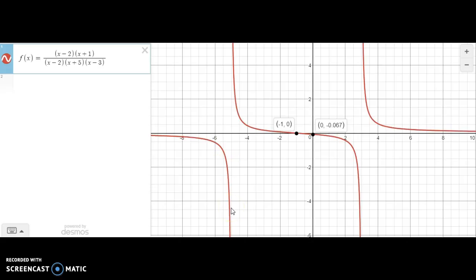And the other vertical asymptote is x equals 3, and here it goes towards 3 but doesn't actually touch it. And here it goes towards 3 but doesn't actually touch it.